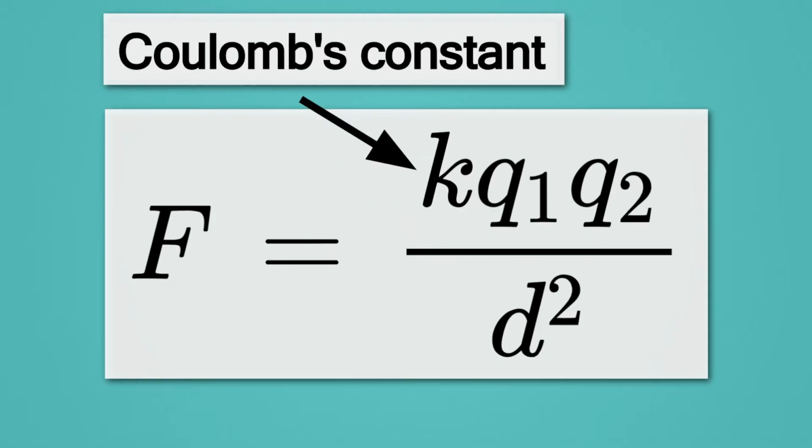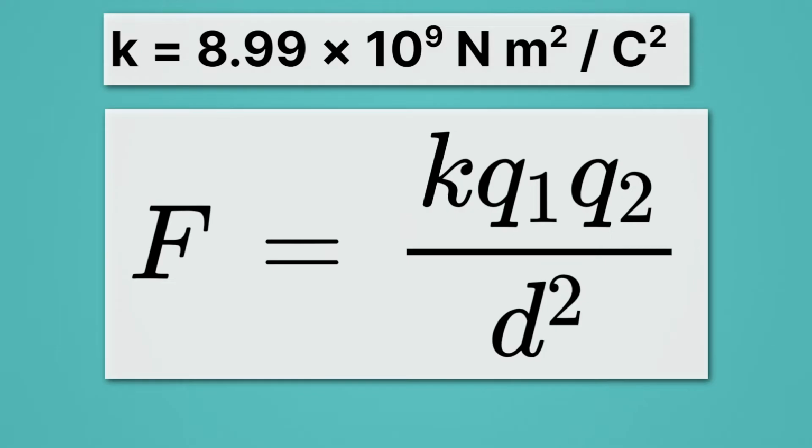Up front, the k is called the Coulomb's constant, and it's equal to 8.99 times 10 to the 9th newton meters squared per coulomb squared. Wow, that is a lot of units. Constants like this often get a lot of units, and we'll actually take a closer look at just why it has these units in a second.